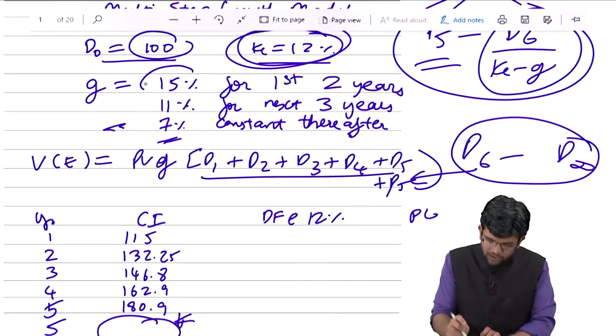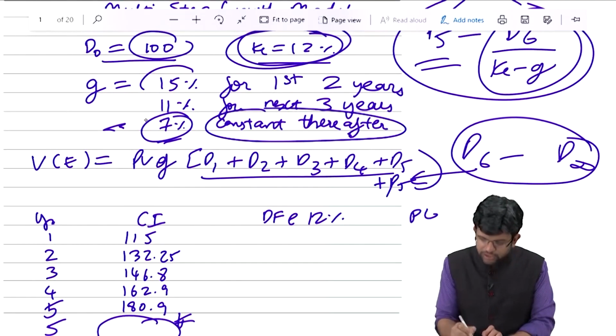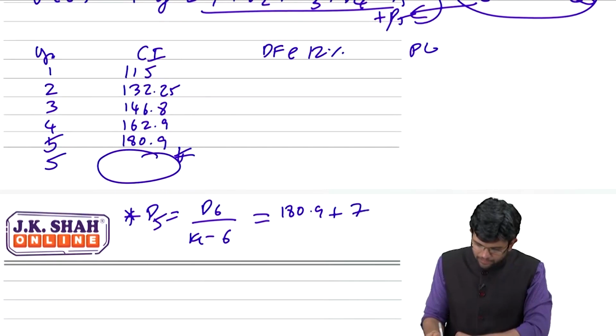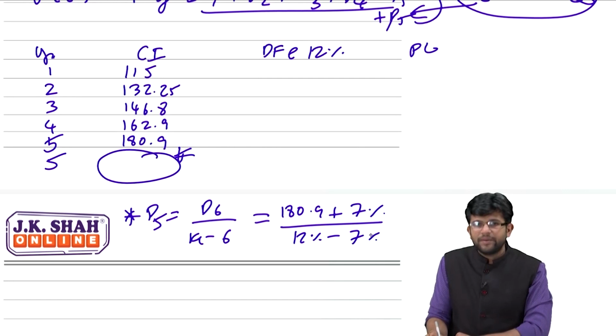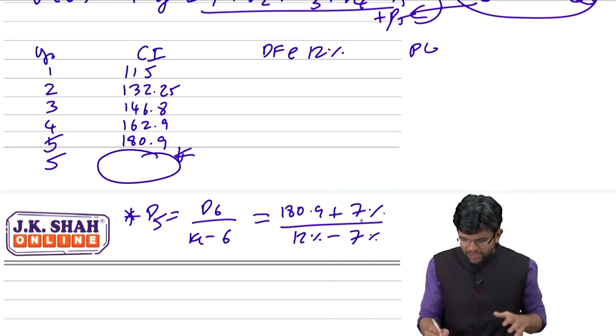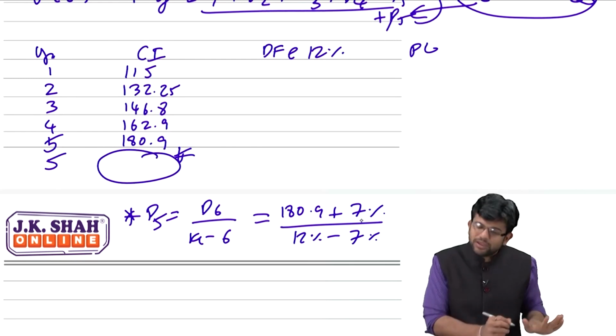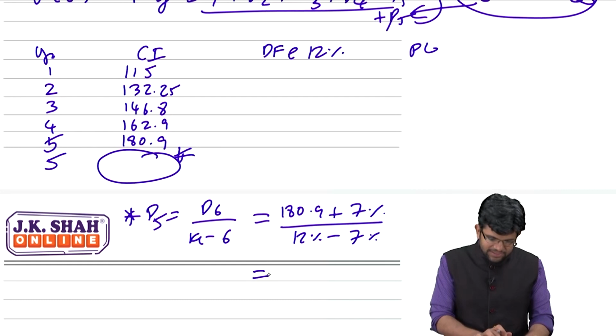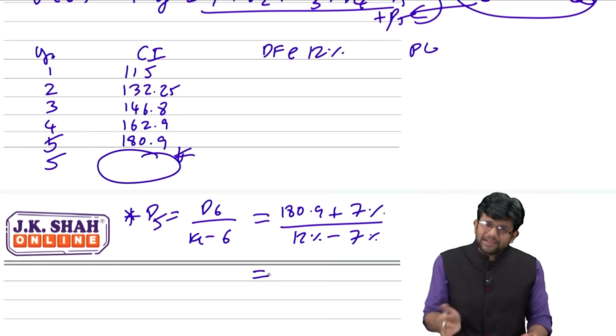7%. Everybody following? Growth rate of 7%, which is constant thereafter till eternity. So I will take 180.9 plus 7% divided by K minus G. Everybody clear? And this G obviously will be the constant G which I'll be using in the formula, and here can you see K is greater than G.